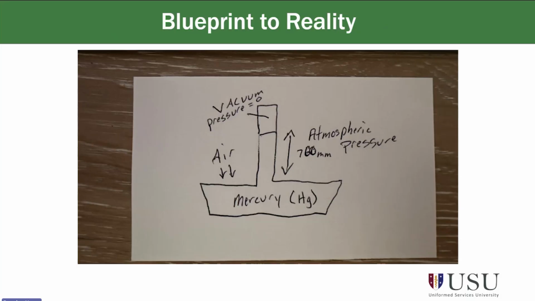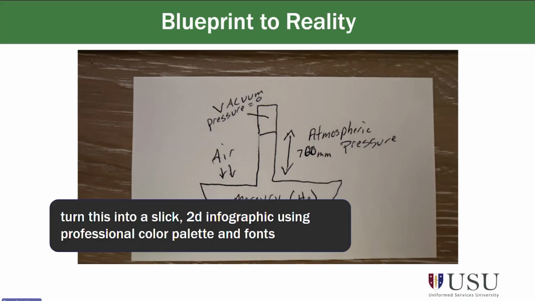So let's take a look at this example here. How many times have you needed a quick diagram for a lecture and you sketched it out on a whiteboard or a tablet and then struggled for an hour or so trying to clean it up and make it look professional? I drew this on a note card just sitting on my desk. It took really a few seconds, and then I took a picture of it with my phone, emailed it to myself, copied it into Gemini, and then I used this prompt that says, turn this into a slick 2D infographic using professional color palette and fonts.